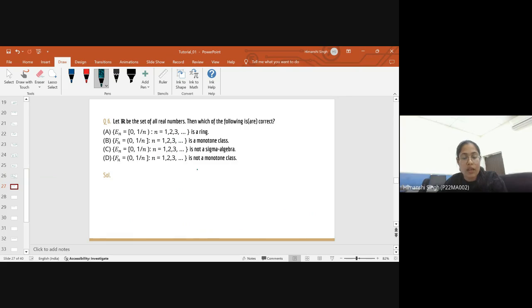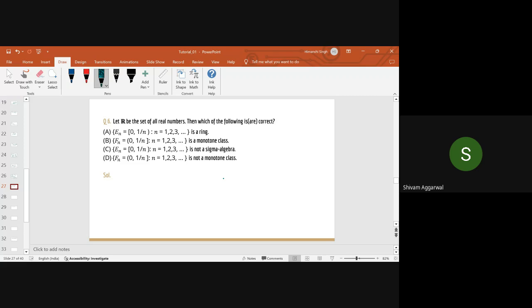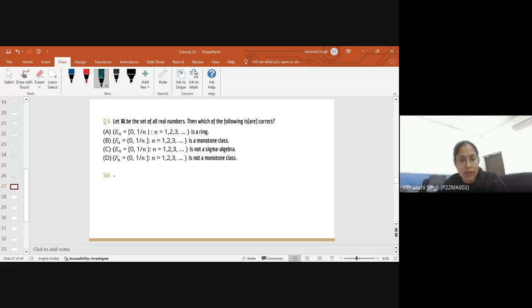Okay. So we will be moving forward with question number 6. Here, if I can see the options, they are asking whether the collection of subsets is a ring, a monotone class, or a sigma algebra. So basically, we must know what a ring is, what a monotone class is, and what a sigma algebra is. As we already discussed, a sigma algebra satisfies two conditions: complementation and countable unions. What about a ring? For a ring, two conditions must be satisfied. What are those conditions?